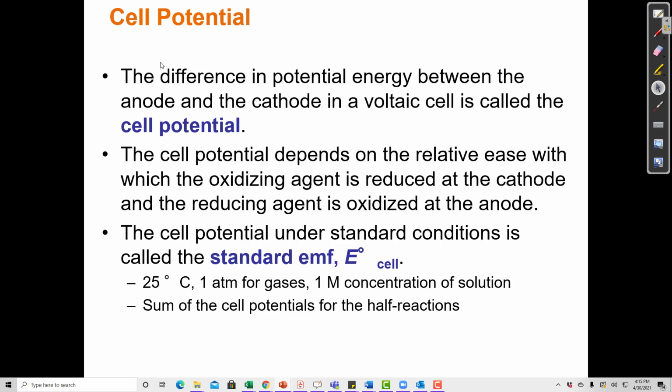The cell potential under standard conditions is called the standard electromotive force, the standard EMF, E naught cell. So this is the electromotive force. It's not the energy, even though they both have a capital E. Remember, the naught stands for standard conditions. Standard conditions are 25 degrees C, 1 atmosphere for gases, 1 molar concentration for all solutions. And the sum of the cell potentials for the half reactions is equal to the standard EMF, or the E naught cell.